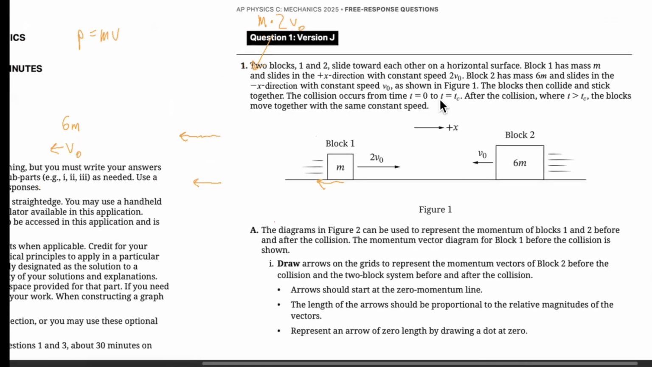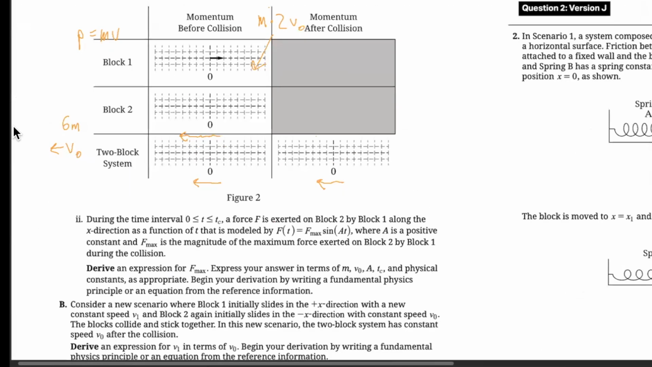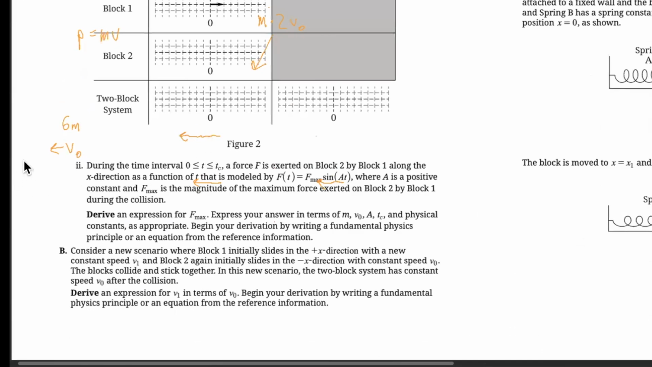The collision occurs from 0 to tc. Okay, yeah, I don't know why I needed to read that. I should have read that initially. The collision happens during the time that this force is exerted, which I guess should have been pretty obvious. So this is definitely saying that impulse, which is equal to the integral of F of t dt from 0 to tc, is equal to the change in momentum. Since this is the force on block 2, this is going to be the change in momentum for just block 2. So we're going to have to find their velocity after the collision to figure out the change in momentum for just block 2.